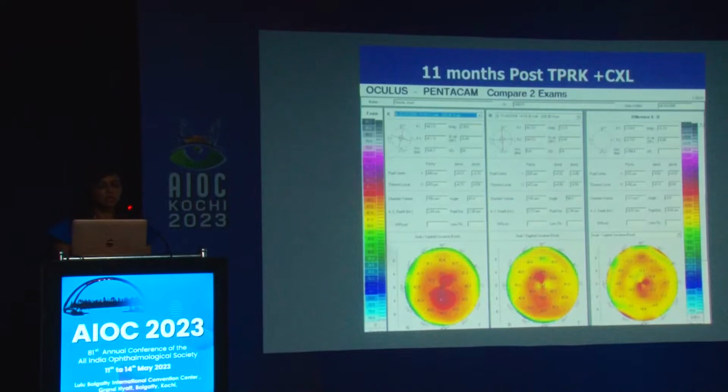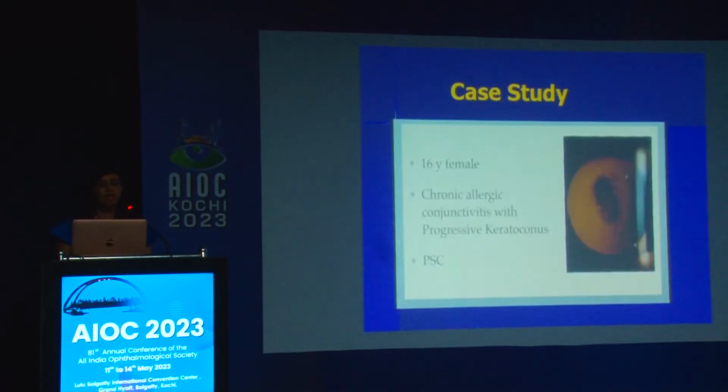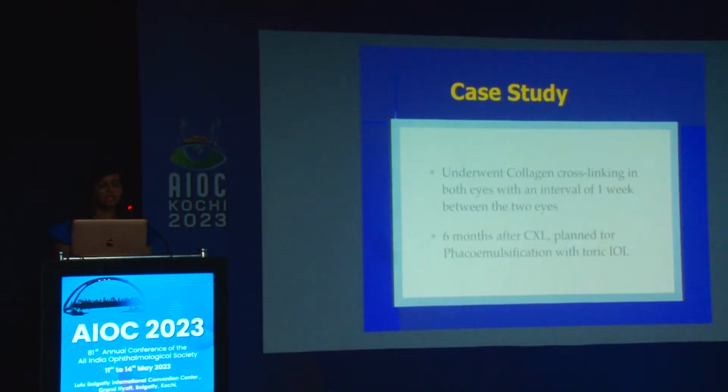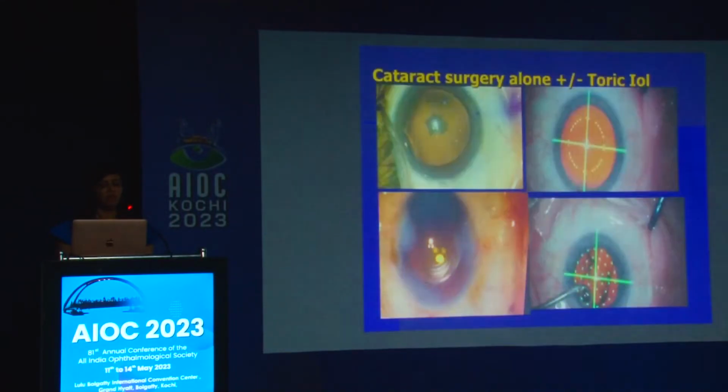When you do it after cross-linking, you need to wait 6 months minimum. You can see most of the time that it stabilizes, though of course at 11 months it's obviously ideal. This is a 16-year-old girl with chronic allergic conjunctivitis, with progressive keratoconus, with a posterior subcapsular cataract. So we had to address all of that, treat her allergy, then do the cross-linking. Cross-linking was done in both eyes, and 6 months after that, we planned the toric IOL.